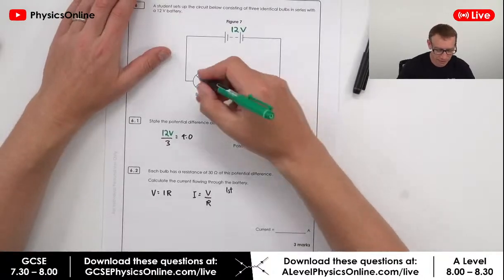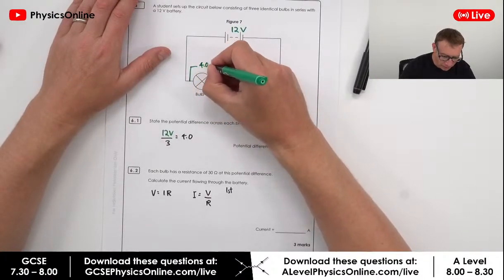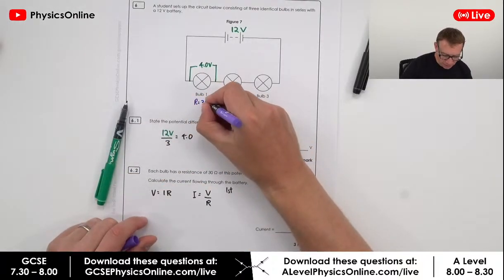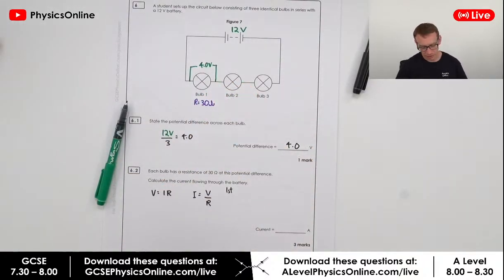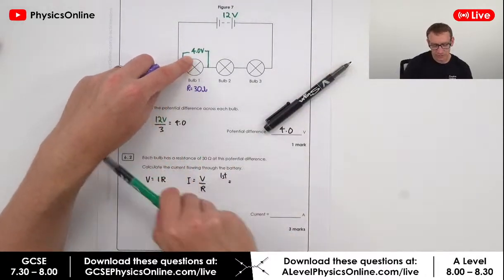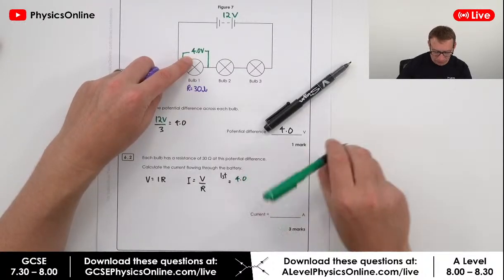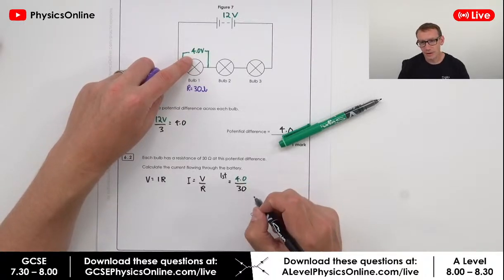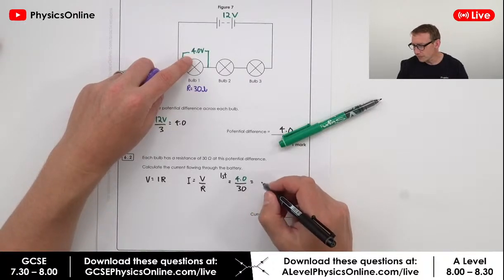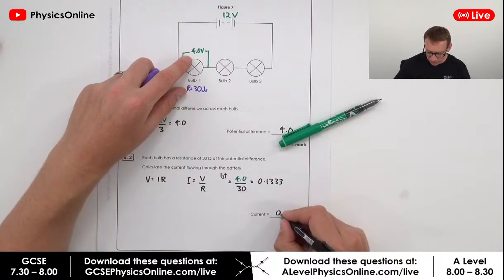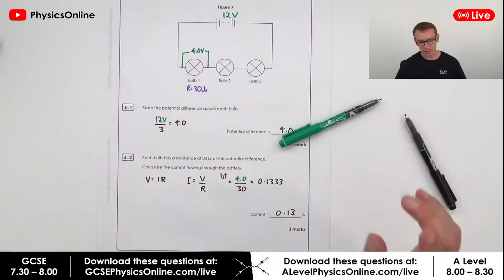So I'm just going to put some information that we know: there's 4.0 volts across that bulb, and we know that it's got a resistance equal to 30 ohms at that potential difference. And therefore, the first way of doing it is just thinking about that one particular light bulb: the potential difference is equal to 4.0 and the resistance is equal to 30, and 4 divided by 30 is equal to 0.1333. So my current is 0.13 of an amp. Okay, that's the first way of doing it.